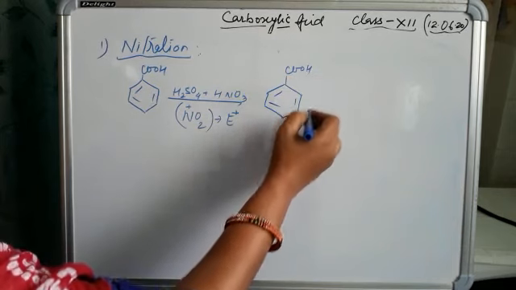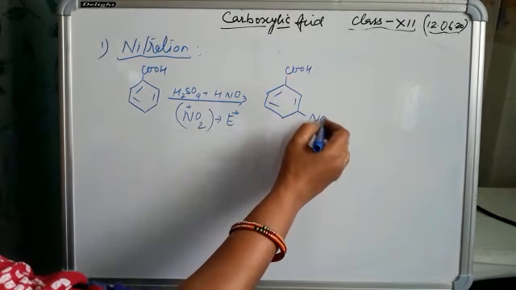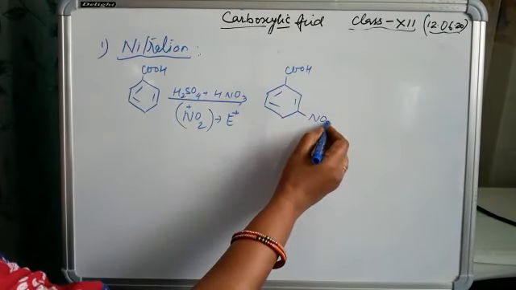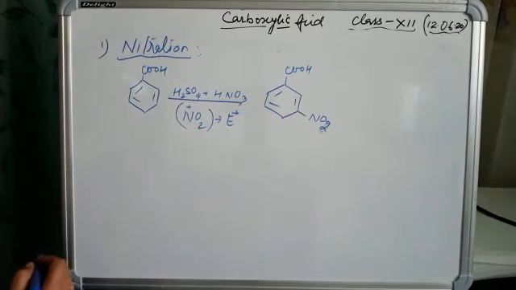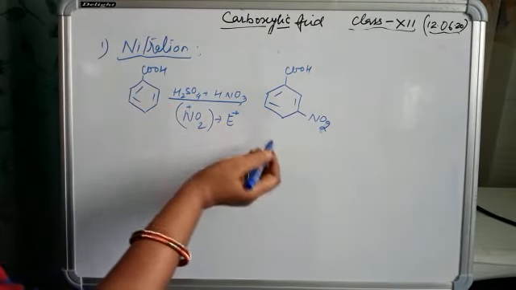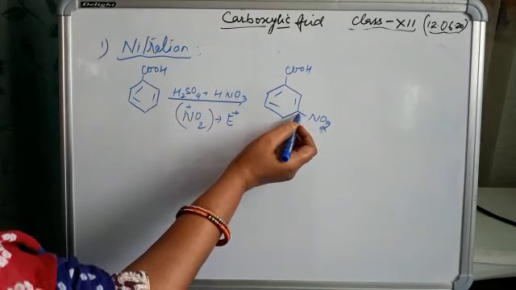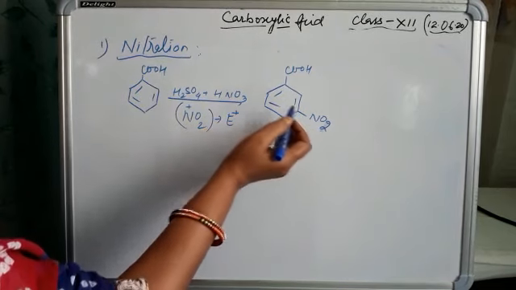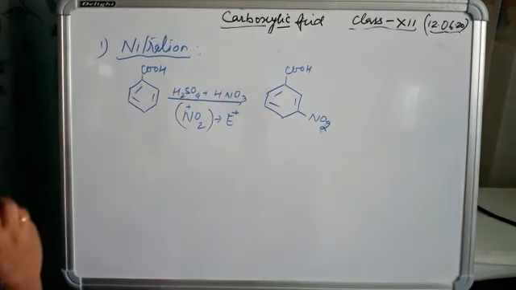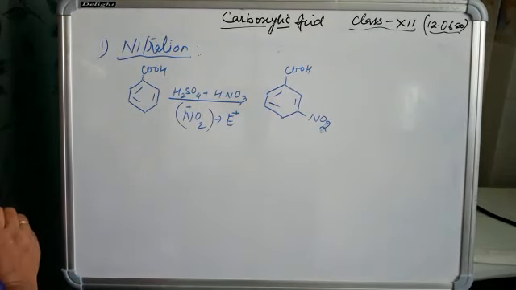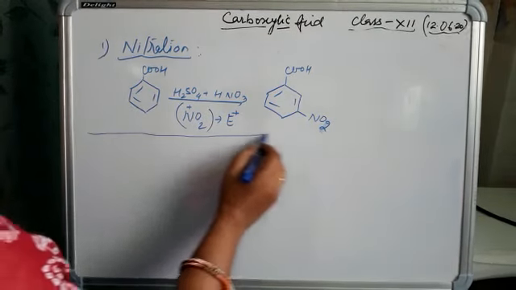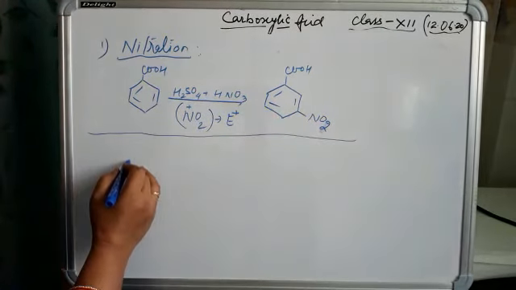At the meta position, we get 3-nitrobenzoic acid. Nitration always takes place at the meta position because the electrophile substitutes at the meta position. As we know, this group is a deactivating group, or meta directing group. How is it possible? We should know the resonating structure also.